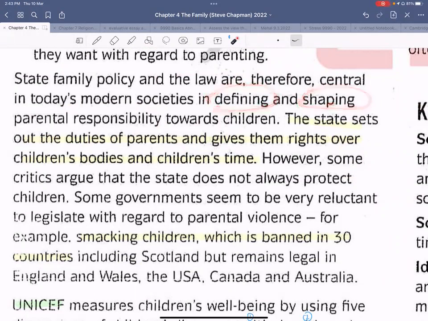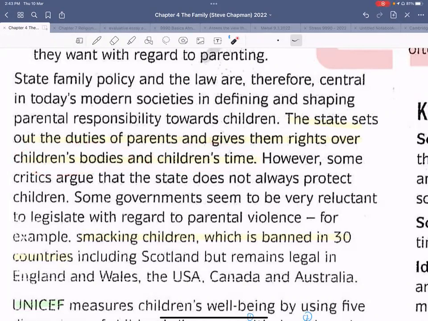A simple point is that we are talking about the future of a child. In case of divorce, it's the state that decides. It's the judiciary, the legal system that decides who gets the child's custody. In most cases, as we see it, it's the mother who has the child's custody, right? In that case, making a point that the father is bound to pay for the expenses because he is equally a parent, right? Now, the state sets out duties of parents and gives them rights over children's bodies and children's time.